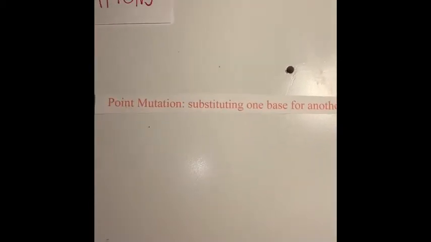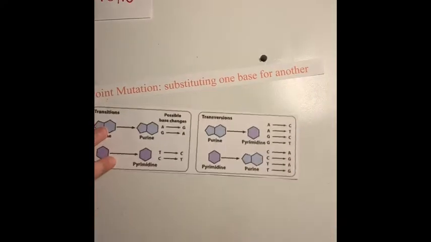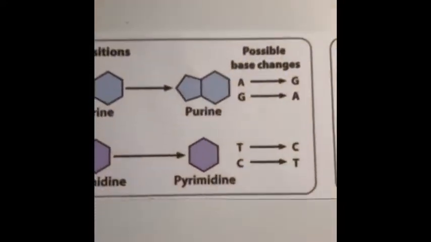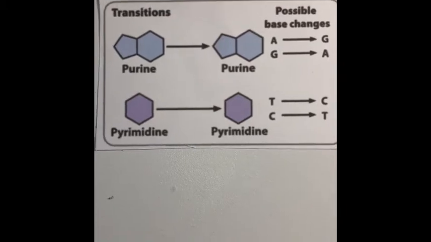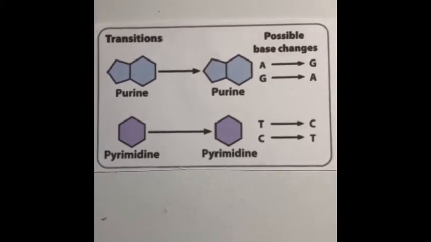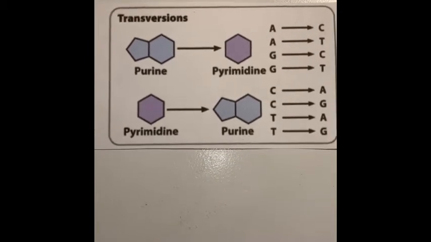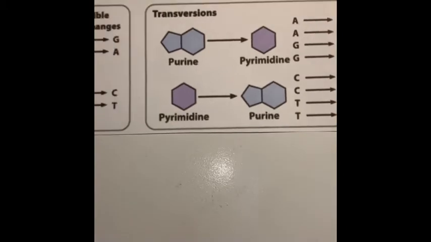Today we're going to be talking about point mutations, which result in the substitution of one base for another. There's two types of point mutations: transitions and transversions. Transitions result in base changes between purines and purines, or between pyrimidines and pyrimidines. Transversions result in base changes between purines and pyrimidines, or between pyrimidines and purines.